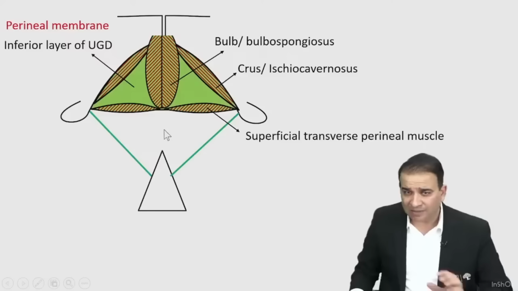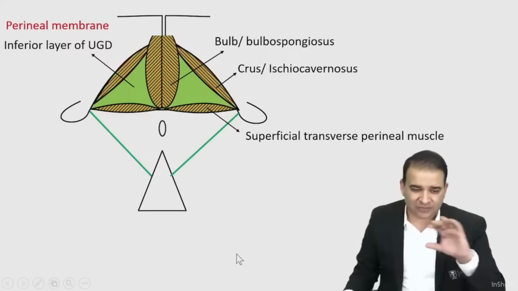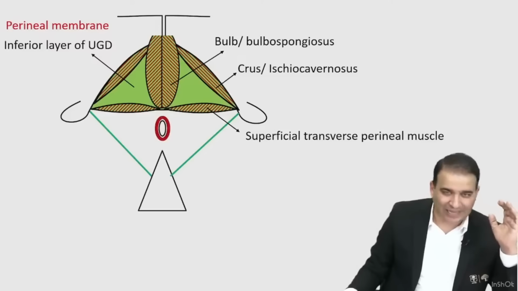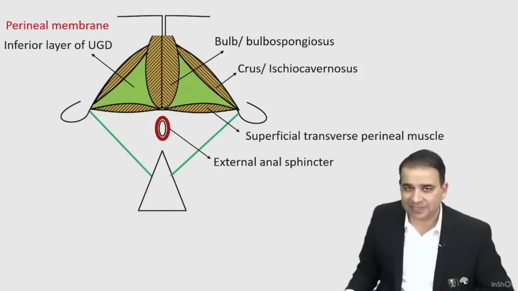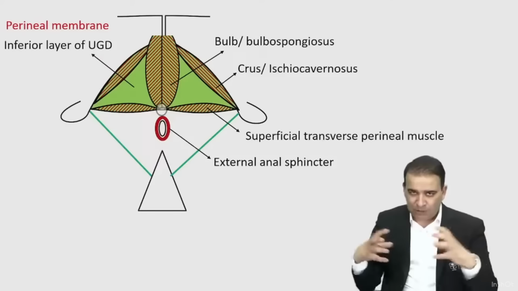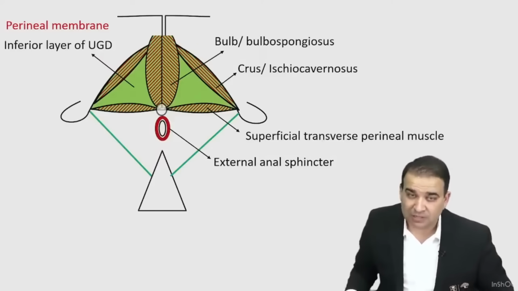Now we also have the anal canal in this posterior triangle, and the anal canal is covered with a sphincter, and that is called an external anal sphincter, guys. That's the external anal sphincter. And look at this meeting point here, the junctional point, where the majority of these muscles are converging. That is called a perineal body, guys.